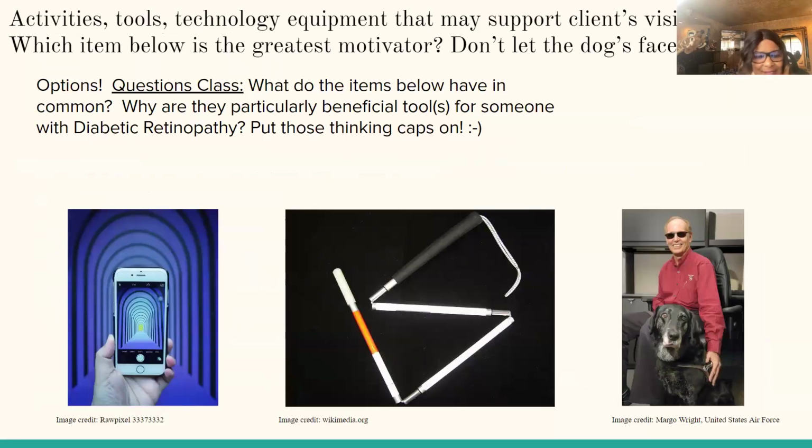Questions, class. This could be part of the discussion, so listen closely. Why are they particularly beneficial tools for someone with diabetic retinopathy? So you see the iPhone, you see the white foldable cane, and you see the dog guide. Next slide.